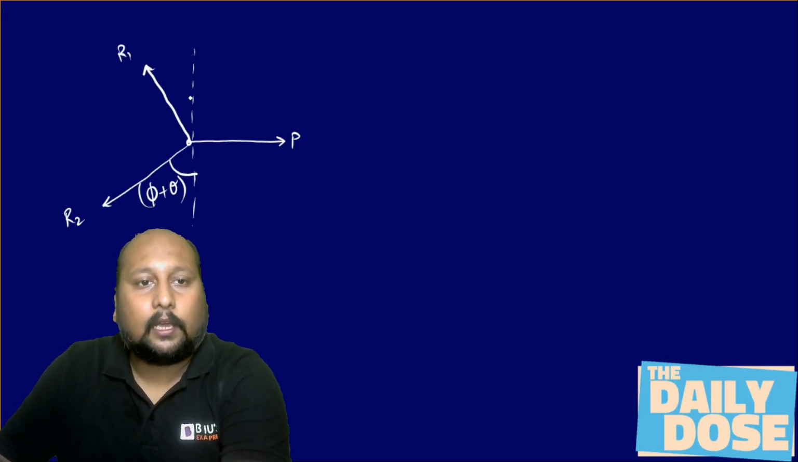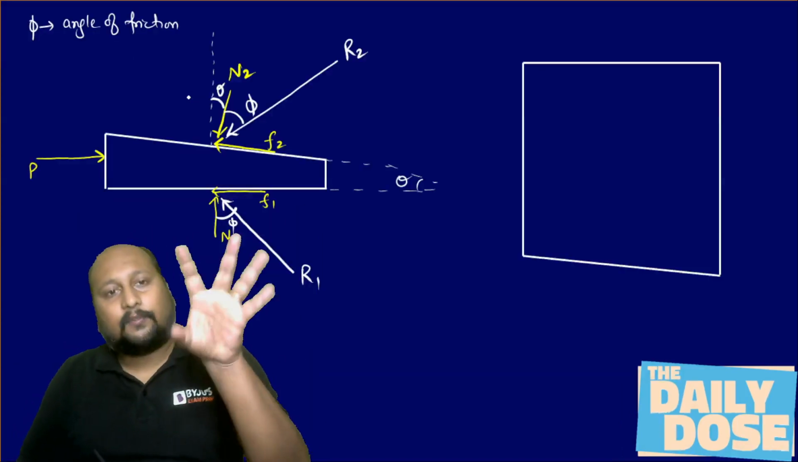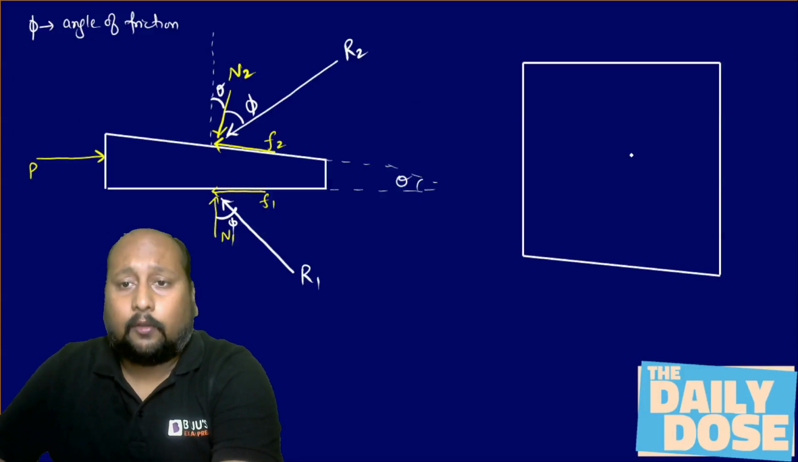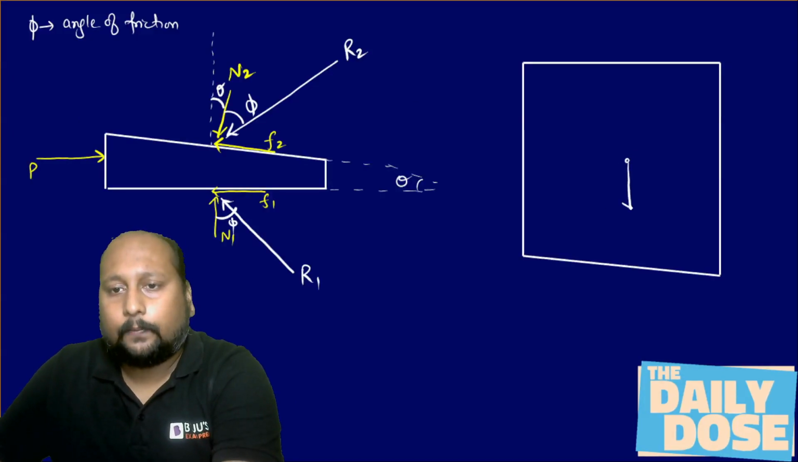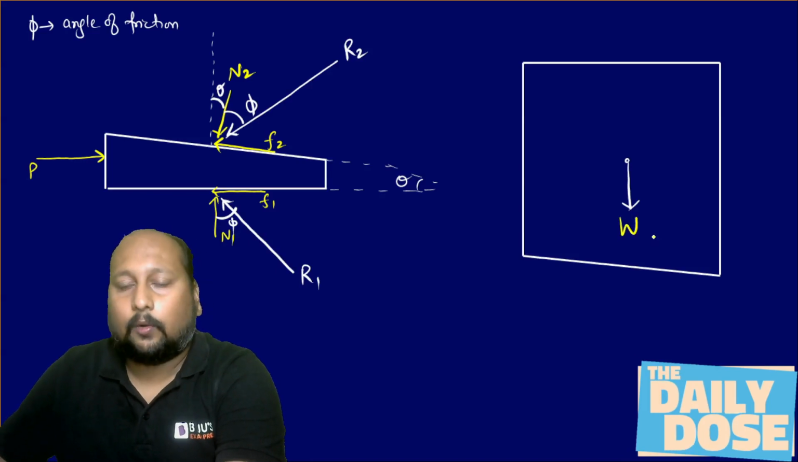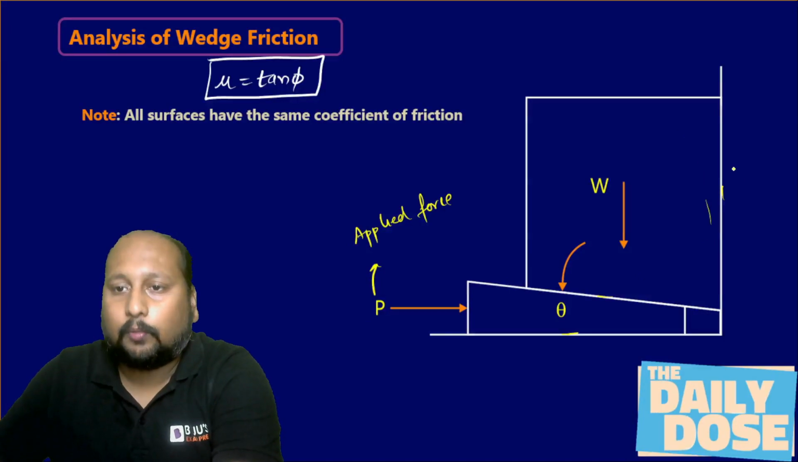R1 is making an angle of phi with the vertical. Okay, so I have just converted this 5 force into 3 force. Now let us try to do the analysis of this heavy body. Now we'll be having a weight acting downward. Because the force P is applied, definitely the body will be trying to move upward. So the friction force will be downward over here, right?